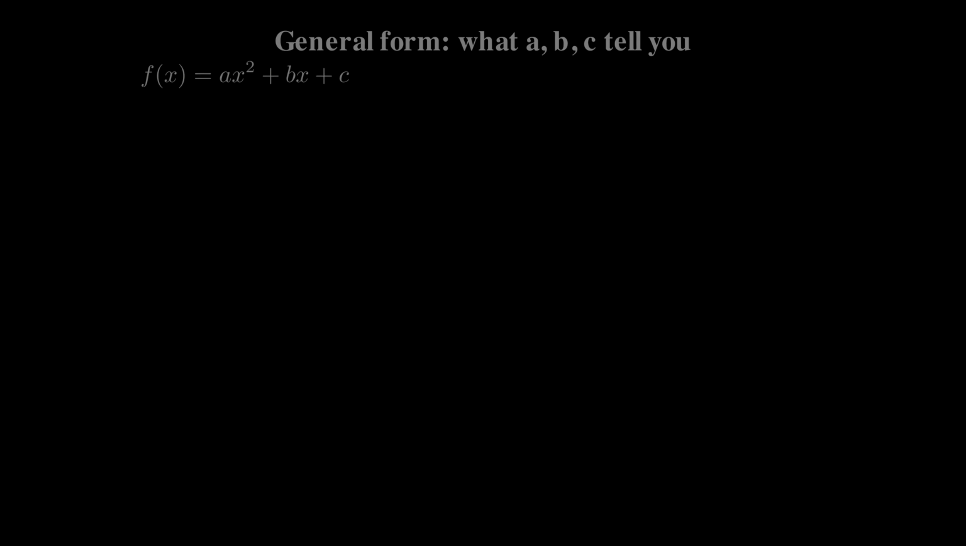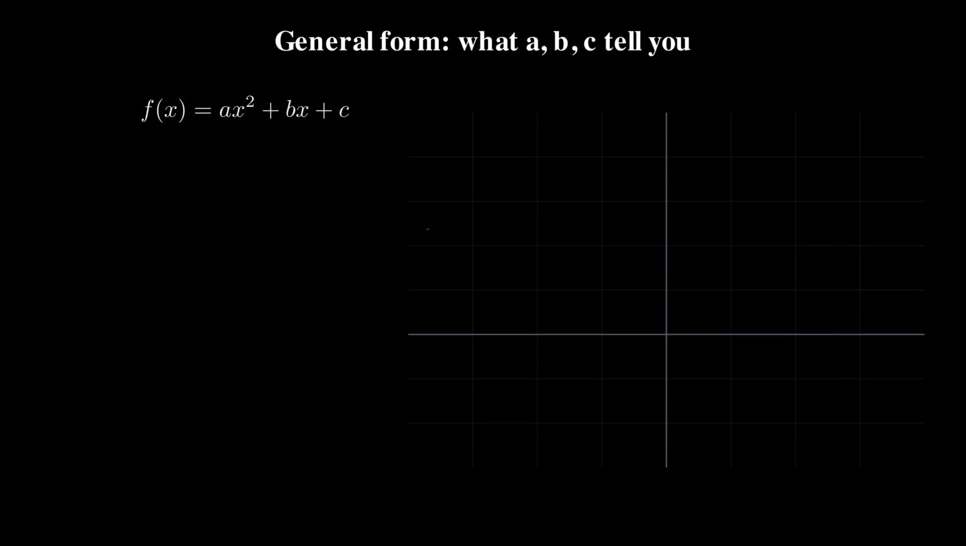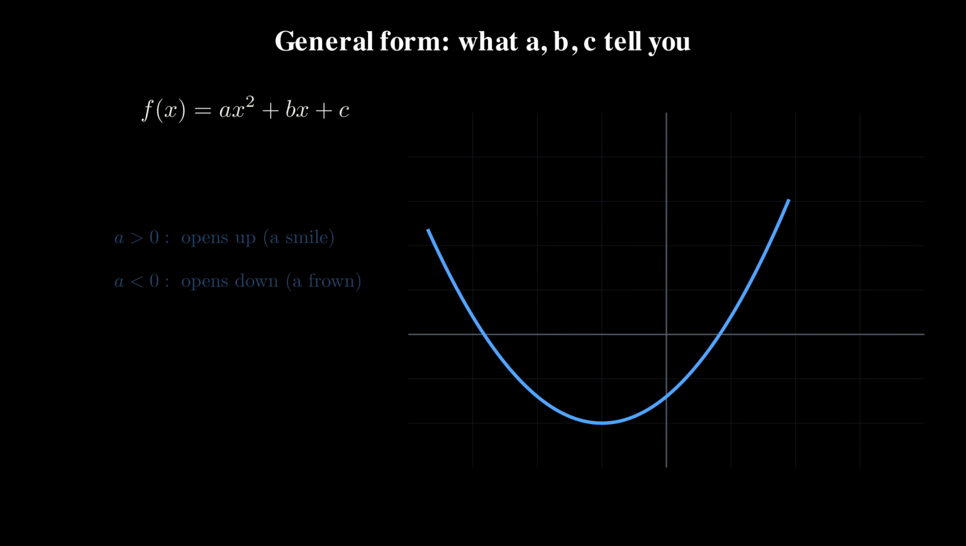Start with the form you'll meet most, the general form, ax²+bx+c. The three numbers a, b, and c aren't just clutter. Each one controls the graph. The leading coefficient, a, sets the shape. If a is positive, the parabola opens upward, a smile. If a is negative, it opens downward, a frown.